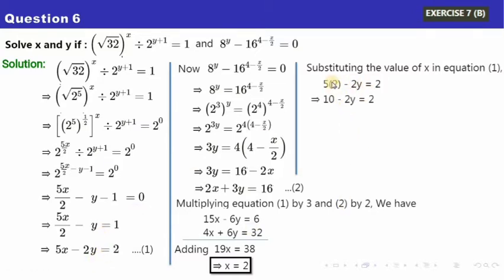Now 5 into 2 is 10. So here you have minus 2y equals 2. Now solve it and find the value of y. It turns out to be 4. So the values for x and y are 2 and 4 respectively. Okay, so you may pause the video and note down the solution.